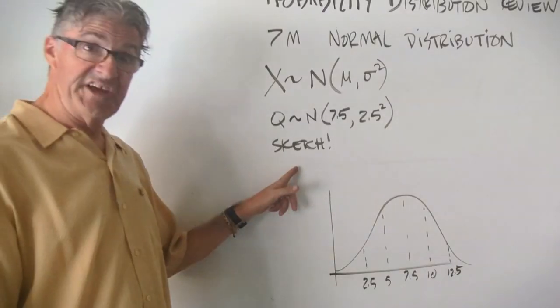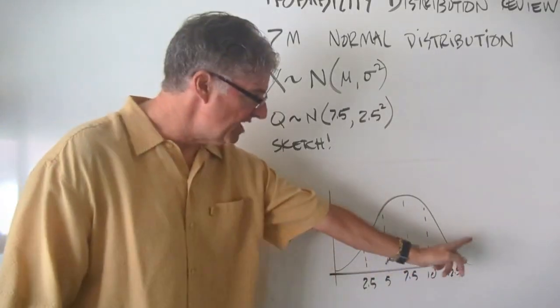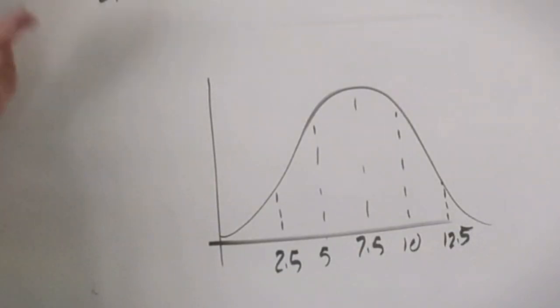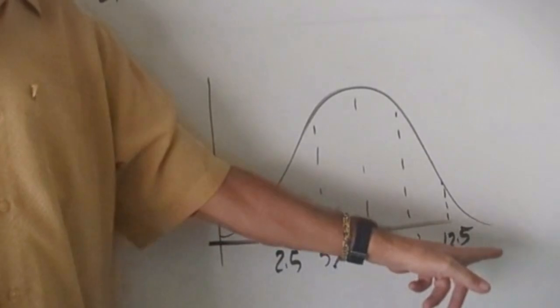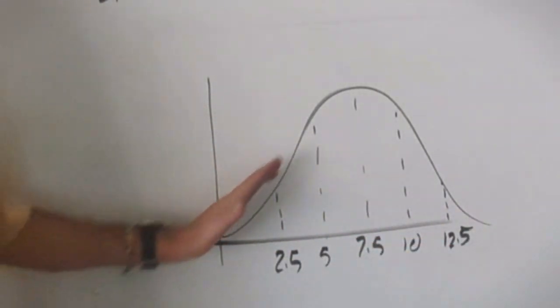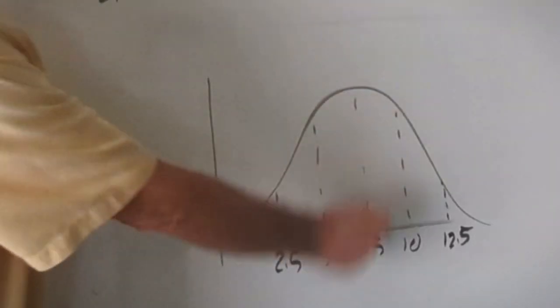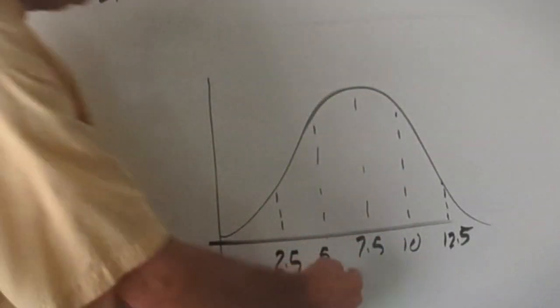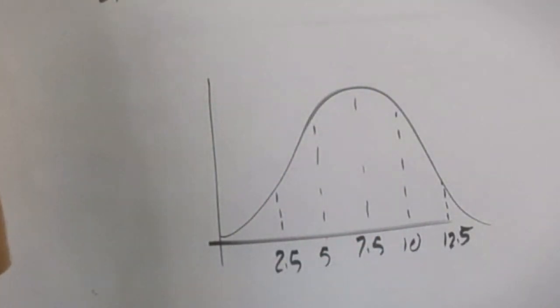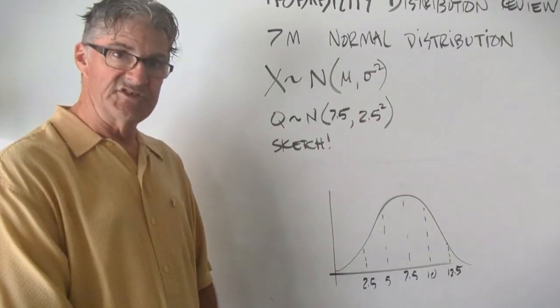So here's my sketch. I made my axes and my bell-shaped curve. Make your curve first. Don't scale your axis first, because then you've got a tough job of drawing your curve so it works right. So I drew my curve, and then I put my mu, my mean is 7.5, and then I scaled two standard deviations in either direction, and I sketched my normal distribution.